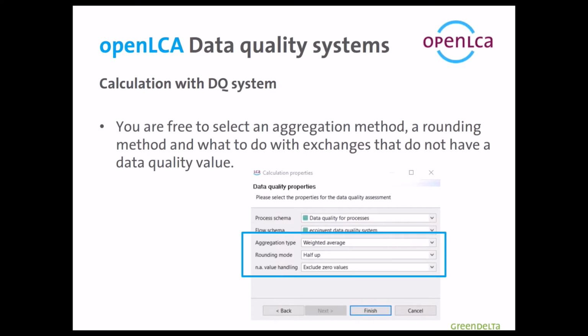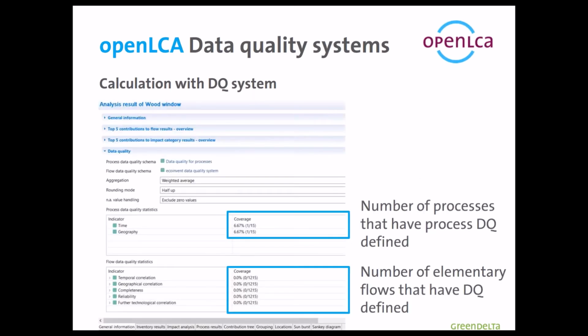You can define, for example, the rounding method, or what should happen to flows that do not have an entry for data quality, whether they should be excluded completely from the calculation, or, for example, whether they should be assigned the worst score. These are things that you can define here in the data quality properties. And then when you calculate, here you have the calculation results for an exemplary process.